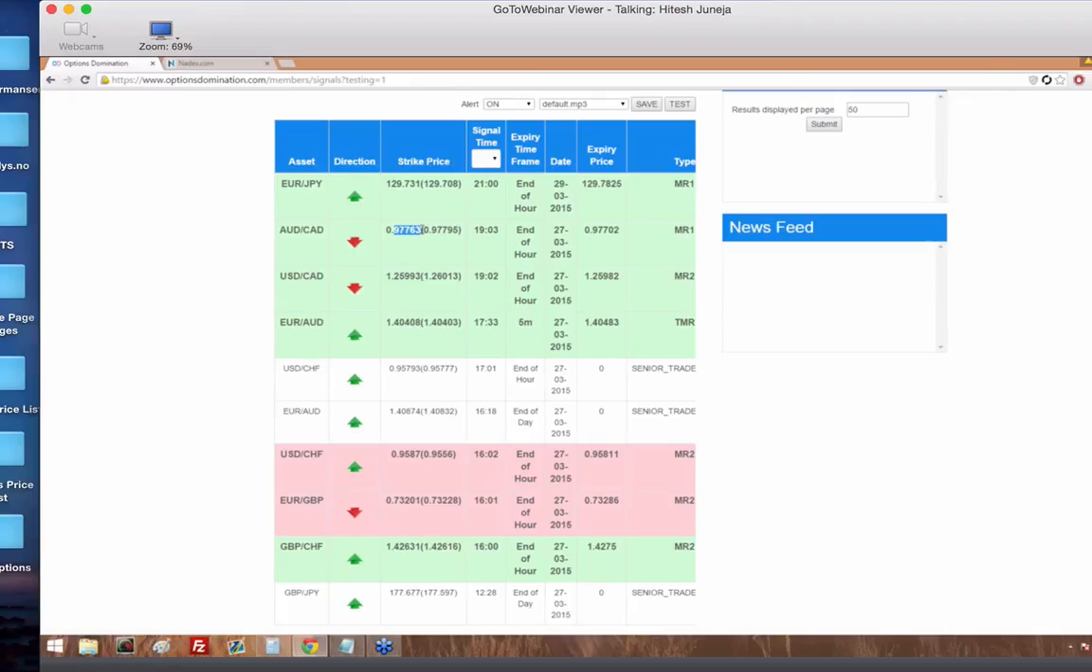Yep. So you see over here that we said that the strike price, at the moment that we issued the signal, at that time, the price was 97763. And we said that the price at the end of the hour, at 20 GMT, will end up below this price. And you see that it ended up at 97702. So we're right by quite a good margin.